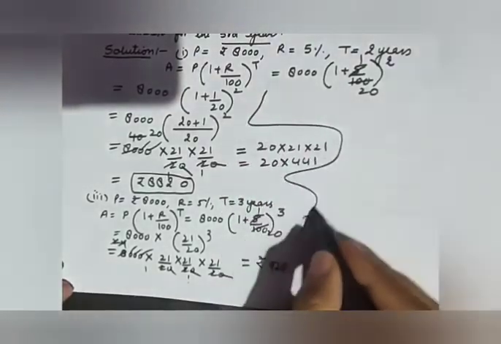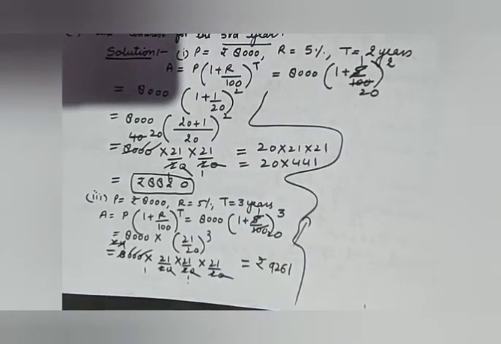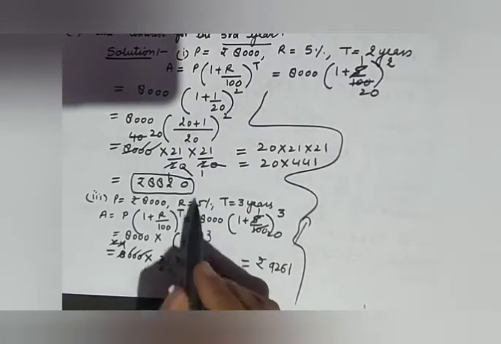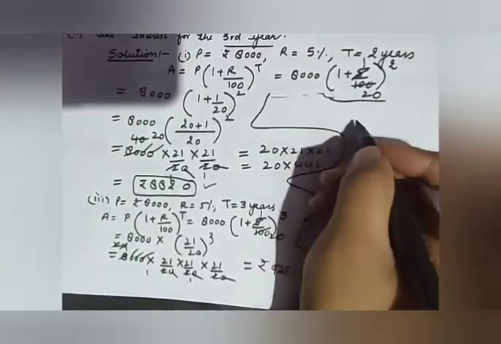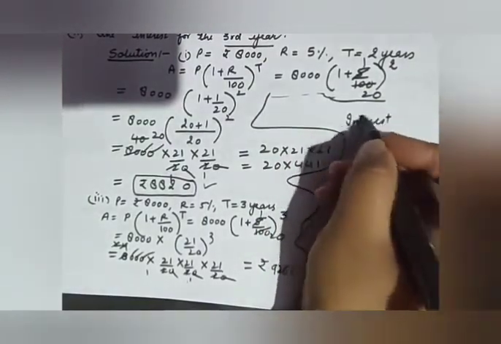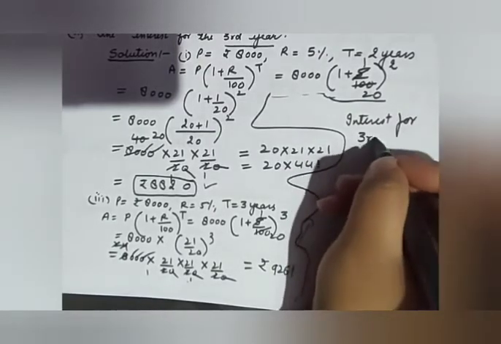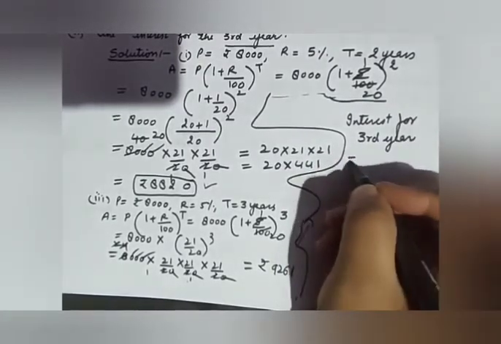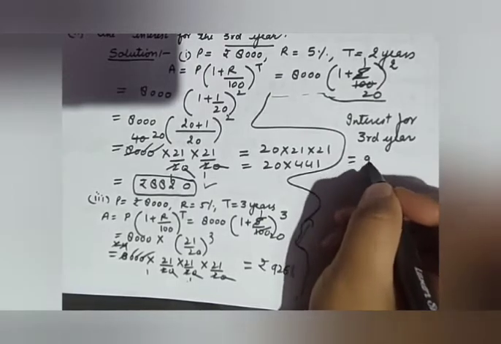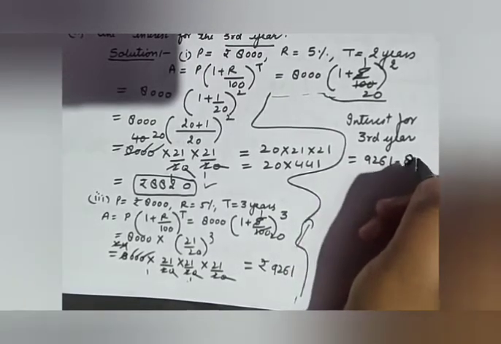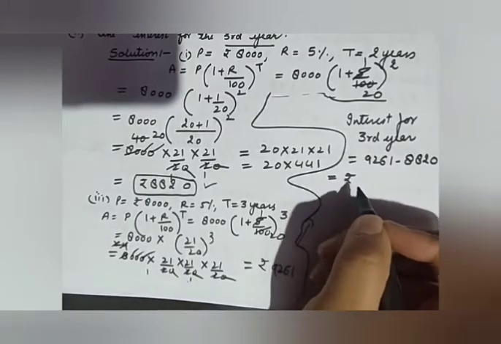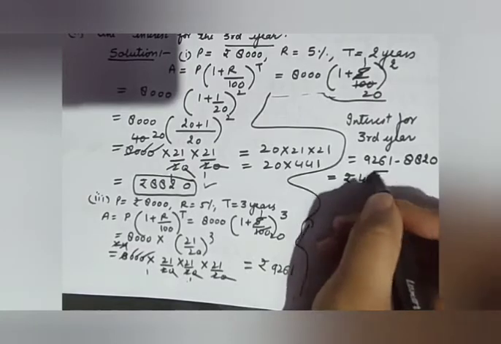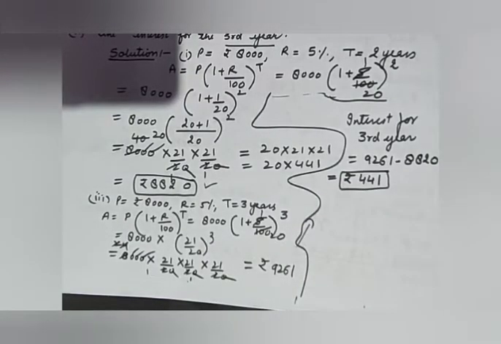It means the amount after 3 years will be 9,261, and the amount for the second year will be 8,820. So interest for the third year is equal to 9,261 minus 8,820. So it will be rupees how much? It will be rupees 441. So interest for the third year will be 441 here.